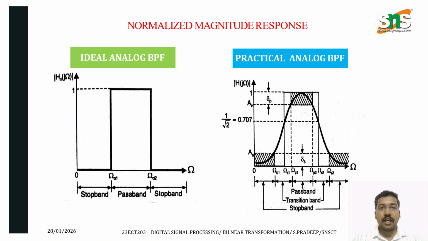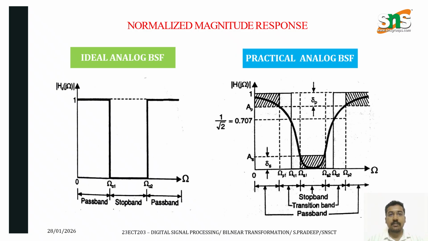A bandpass filter ideally allows only a specific range of frequencies to pass while rejecting others. This practical implementation shows a smoother transition around the passband edges. This concept is widely used in communication systems where only certain frequency bands are needed.